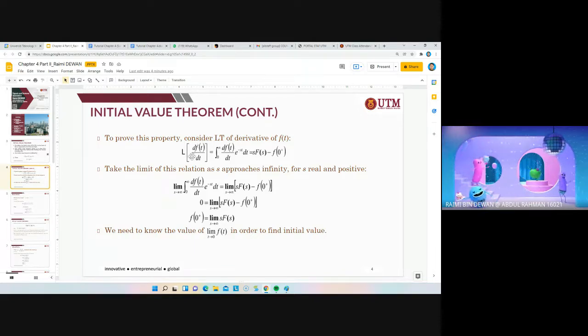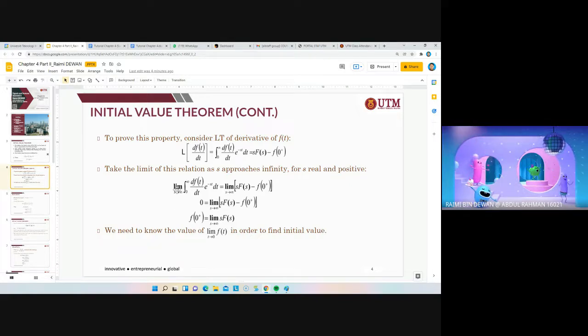Because this is a first order derivative, you can convert it to this based on the table. I think you have already seen the table. Then you see here, this is actually your initial value, which you can put in later, depending on the question. Take the limit of this relation as s approaches infinity, because when t approaches 0, in the Laplace transform s approaches infinity. They are like pairs, and s is real and positive.